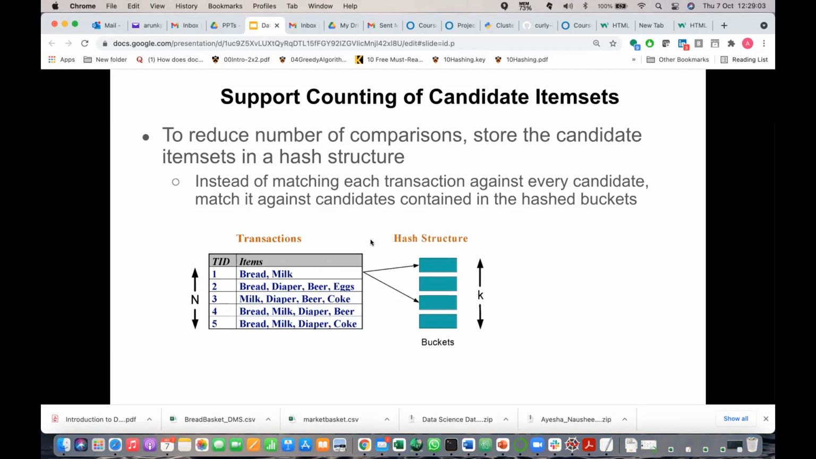What is required to say whether it is a qualified association rule or not? Support and confidence. If you give those two parameters, then there will be a package which will find all association rules from a database of transactions. So finally, that is what you will do.